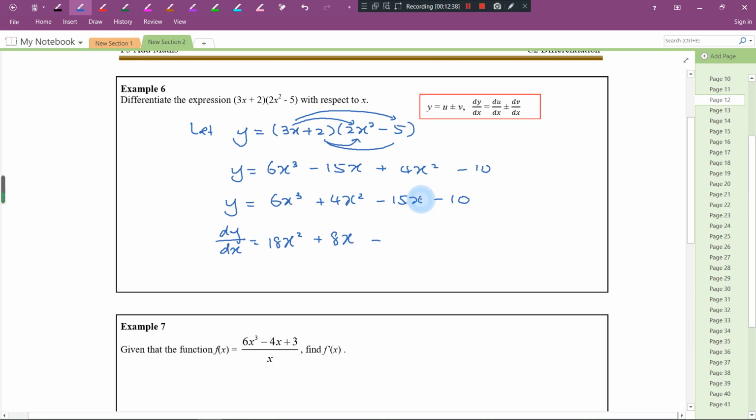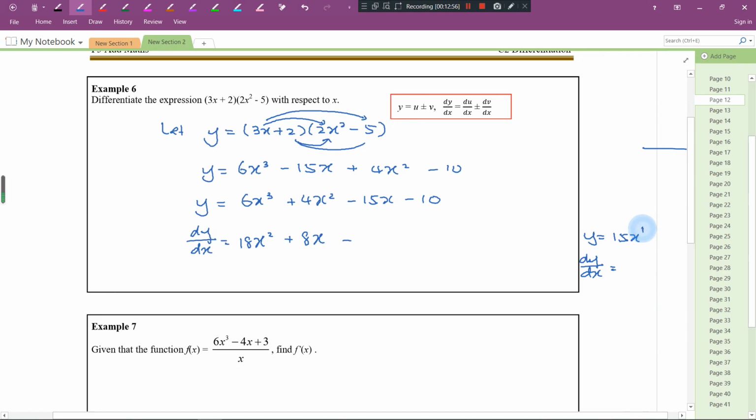Okay, so how about this one? Let me show you here. Let's say I have y equal to 15x, dy dx is equal to 15. We don't have x anymore. Why?